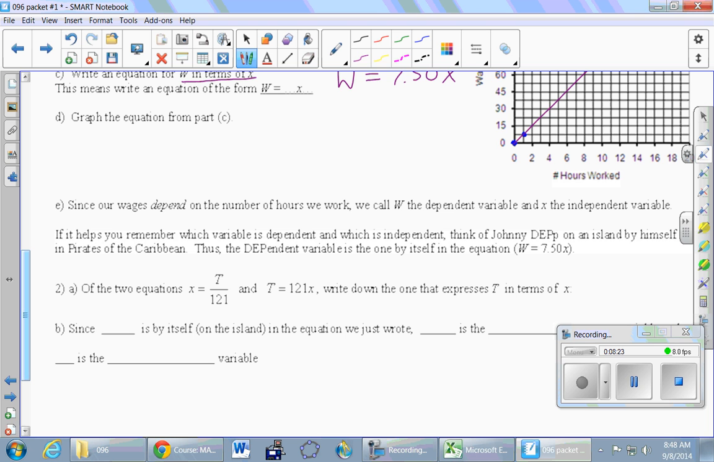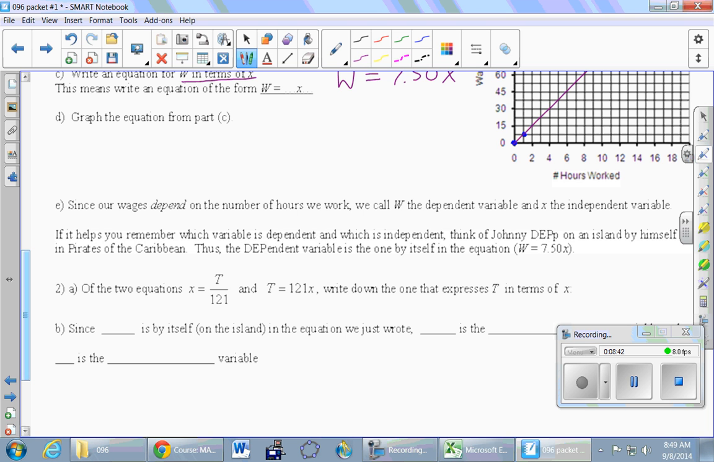Independent meaning free of all constraints. You go out, you work a certain number of hours, there's no restrictions on that, and then you get paid as a result. So we've got dependent and independent. Now I've got this little silly mnemonic device that maybe will help you remember if it's not always clear which one depends on the other.